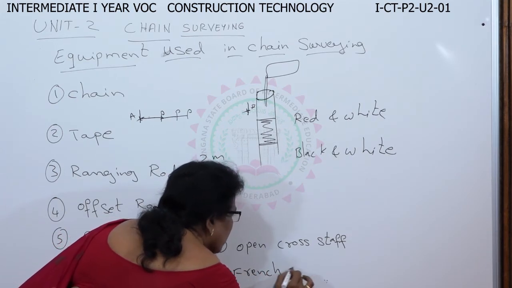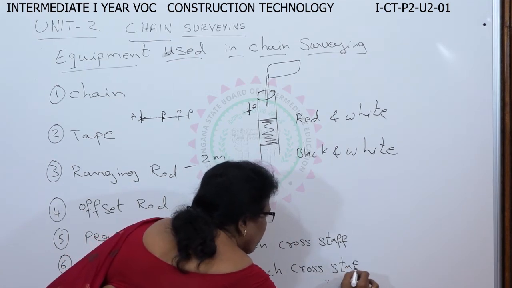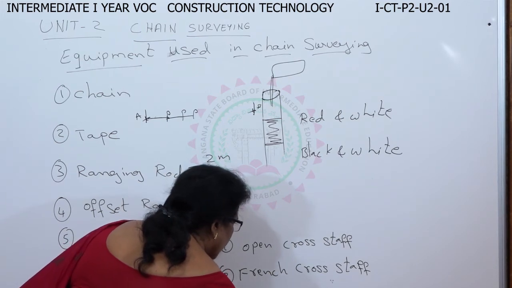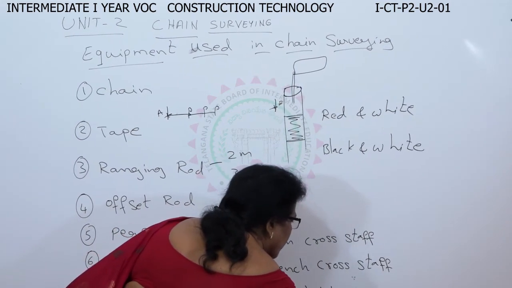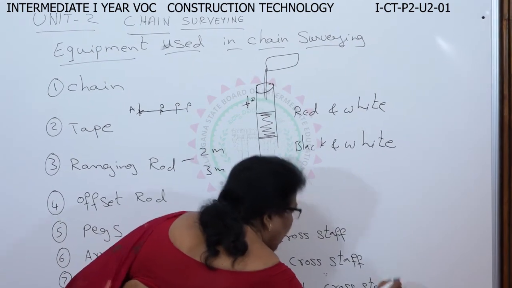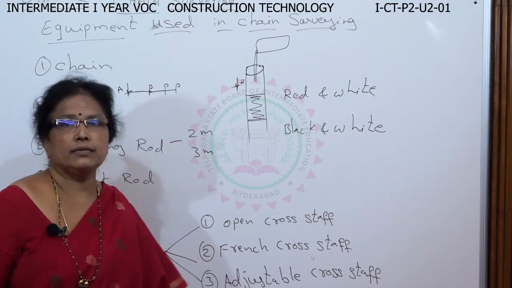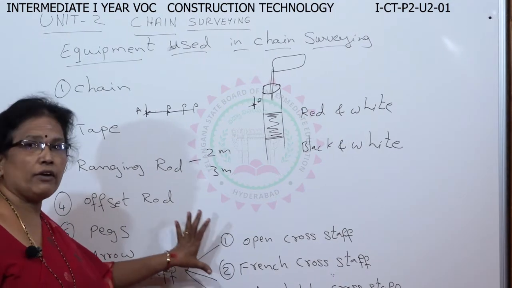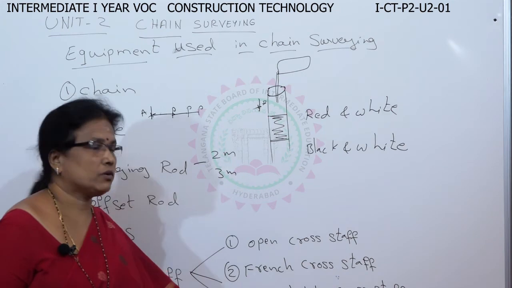And next is the French cross staff and the adjustable cross staff. These are the different types of cross staff. You will be asked in the exam for 2 marks: what are the three different types of cross staff? You have to name these three: open cross staff, French cross staff and adjustable cross staff.